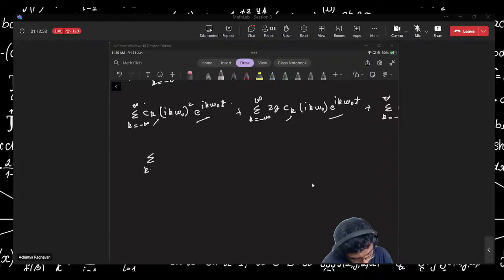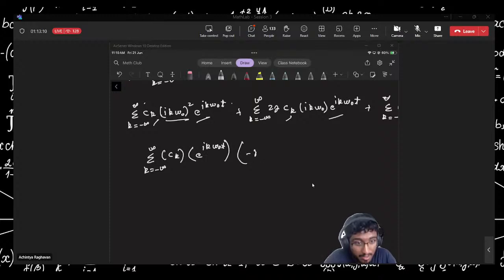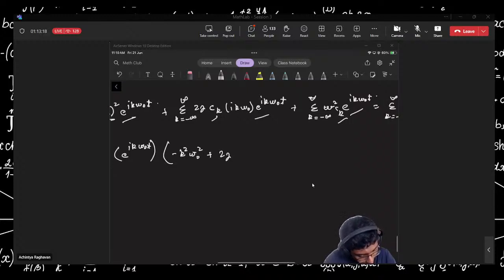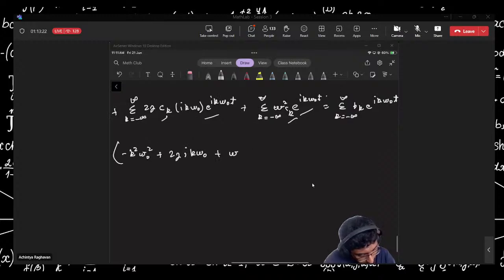So we get the summation going from minus infinity to infinity of ck e power ik omega naught t, times the remaining terms. This term is just minus k squared omega naught squared plus 2 gamma ik omega naught plus omega squared, is equal to summation k going from minus infinity to infinity bk e power ik omega naught t. Right.